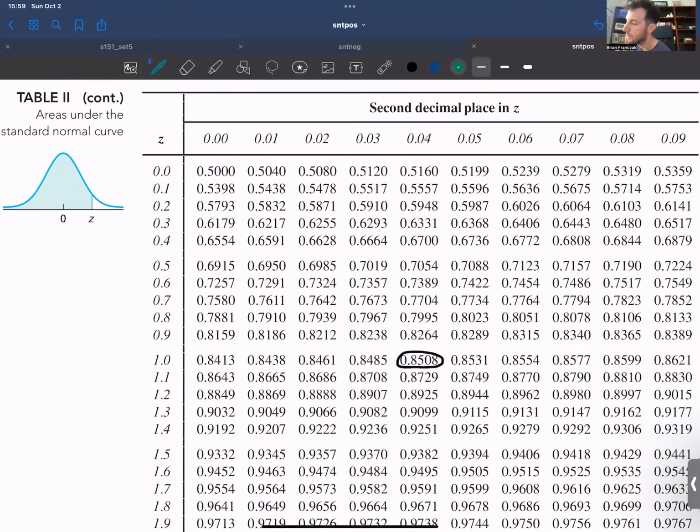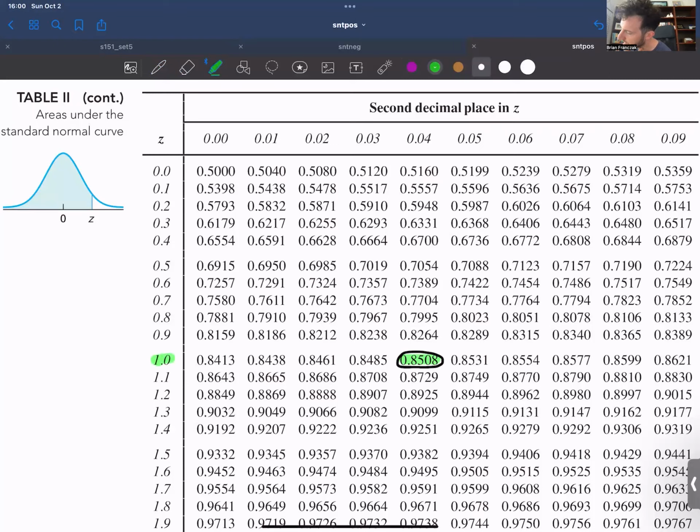Okay, so in any situation, if you don't find the area you're looking for exactly, you can just choose the closest number. If the area happens to fall directly in between two values in the table, then you have to average the z-score. But this only happens in two situations: when you're looking for an area of size 0.1 and an area of size 0.01.